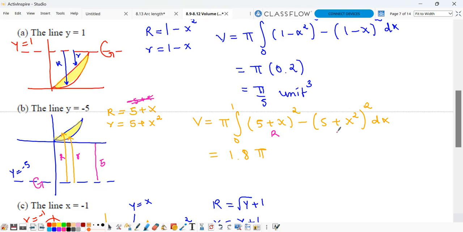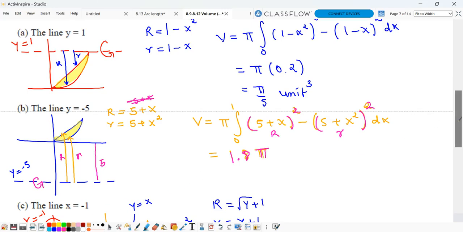Everything else is still the same, big R, small r. Make sure you have an extra set of parentheses, squared, squared. You can evaluate using a calculator. Make sure you bring down the pi. Most common mistake, students forget about pi. So we did two examples with axis of rotation as a line other than the x-axis.